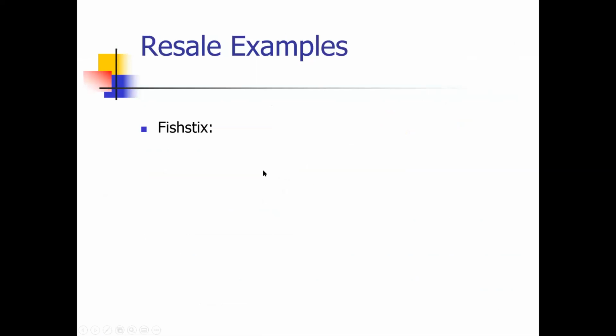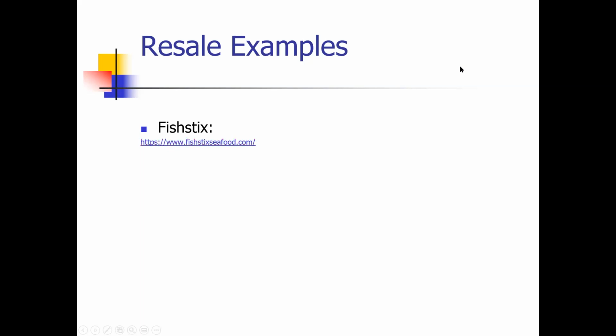Some resale examples. That's where you're buying products from, say, a wholesaler, and you're reselling. I'm going to use fish sticks as my example. That's a brand new fish market in Warrenton. I use this example because they just opened, so they're just a new business. I'm going to go ahead and go to their website.